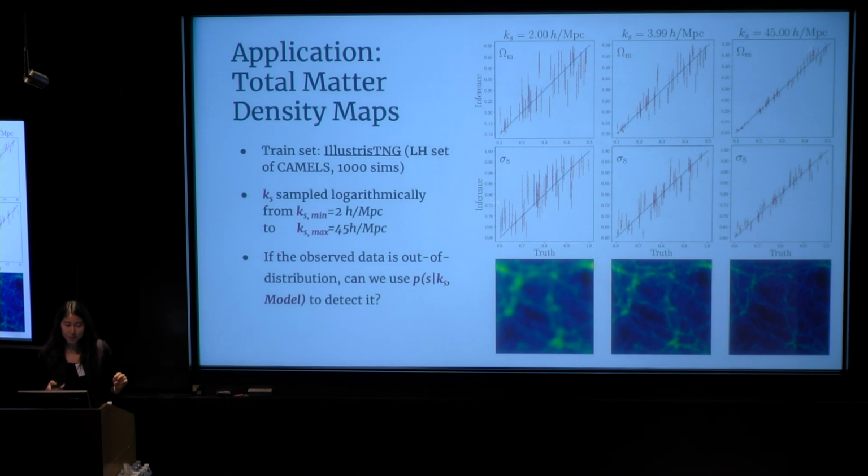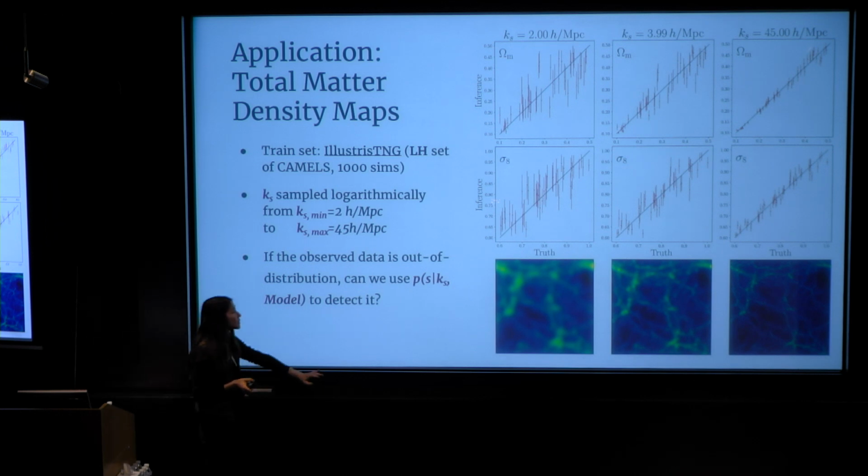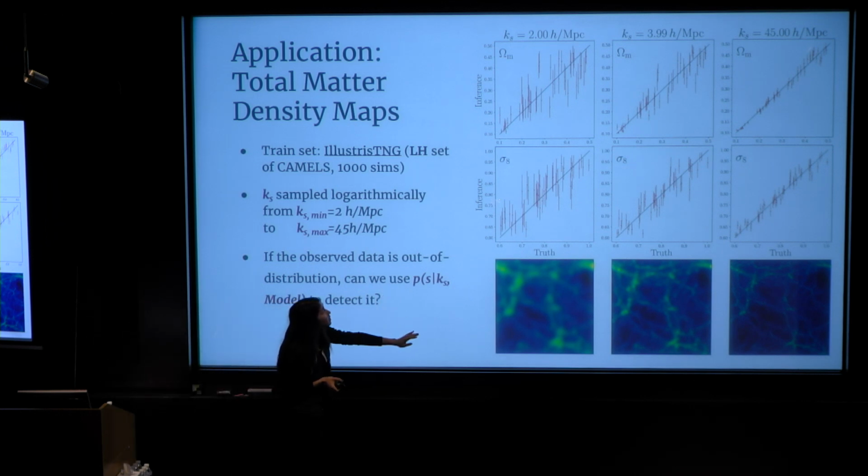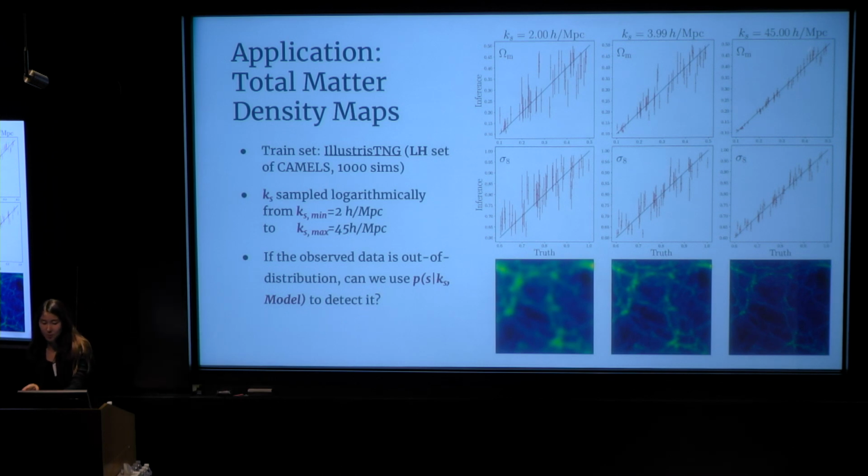And during the training process, we're sampling the smoothing scale logarithmically. The largest smoothing scales are for the smoothing wave vector k of 2h per megaparsec, and the smallest ones are for k equal to 45h per megaparsec. And here what I'm showing you is what the different maps look like for different levels of smoothing, and also how much cosmological information they contain about the parameters omega matter and sigma 8. We can see that as we go to more and more resolved maps, the summary statistics that we extract from these maps contain more and more information about these parameters.